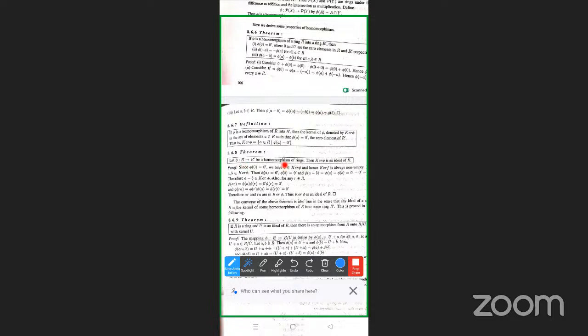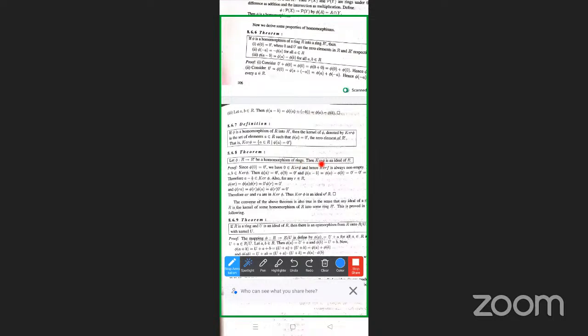The homomorphism conditions are: pi of a plus b is equal to pi of a plus pi of b, and pi of a into b is equal to pi of a into pi of b. Is that clear? Pi being a homomorphism means it satisfies these two conditions. So clearly pi is a homomorphism of rings, which is given.